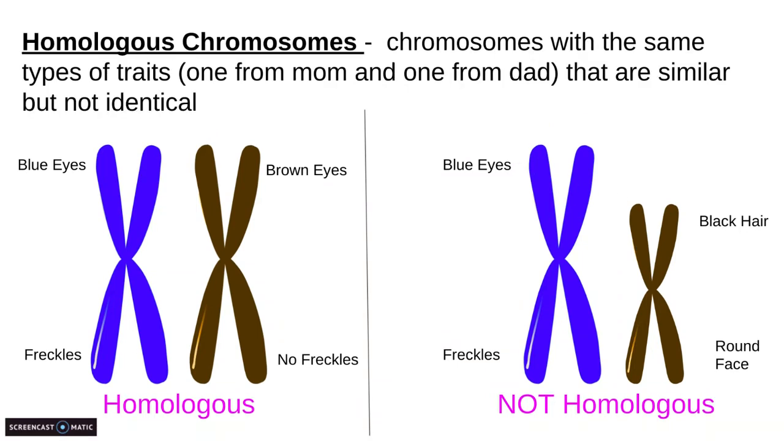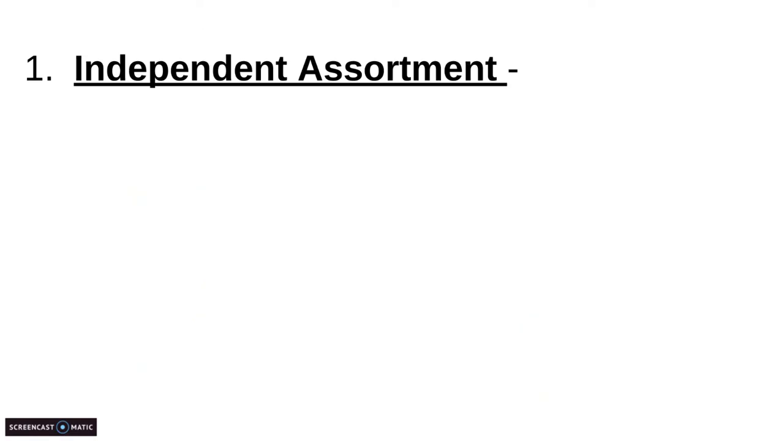So we're going to write down this definition for homologous chromosomes because a lot of the stuff that happens to make our sperm and egg cells different has to do with these homologous chromosomes. So the definition here: chromosomes with the same types of traits that are similar but not identical. Feel free to pause this so you can continue writing it down, but I'm going to move ahead.